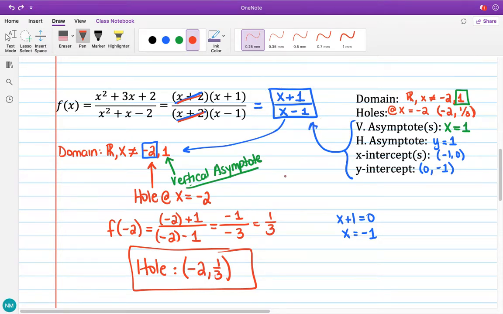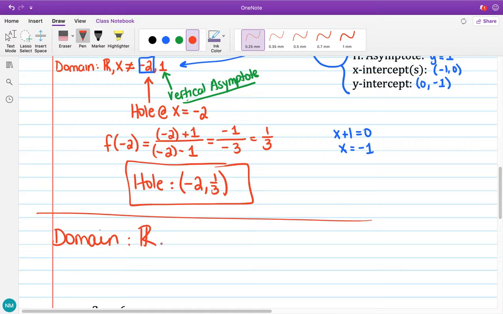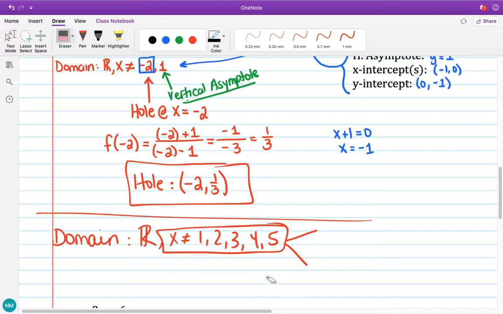The only difference is that whatever my domain is, so if I have a domain where it's all real numbers, but x cannot equal 1, 2, 3, 4, and 5, all of these x values are going to be split up to be either holes or vertical asymptotes, depending on if any of them get canceled out of the function. So let's look at another example.